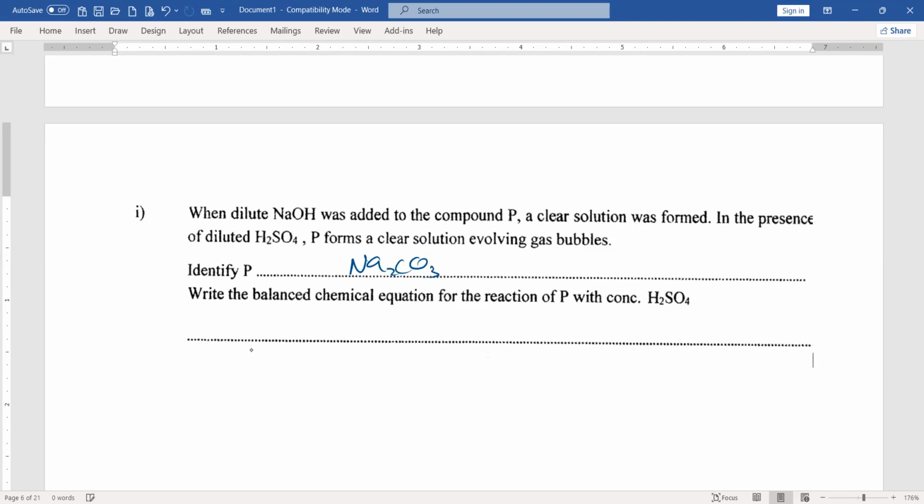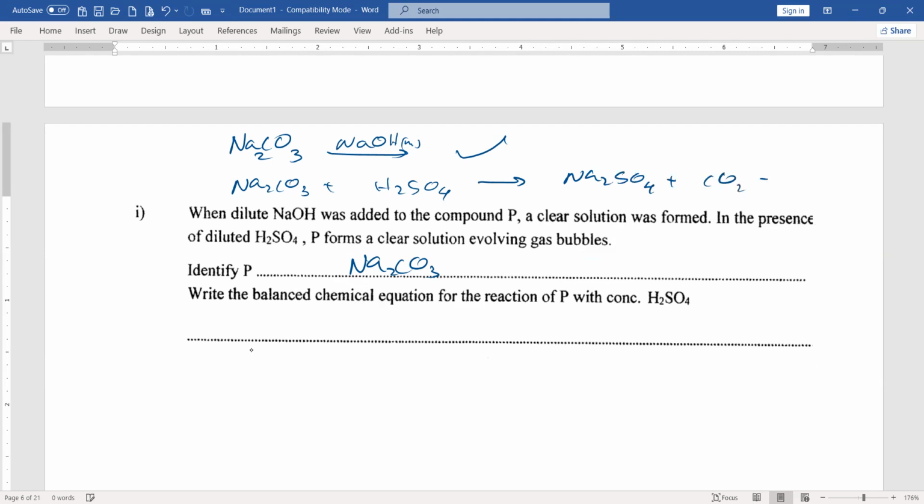Why? Sodium carbonate with sodium hydroxide aq, because of water presence, will dissolve, giving a clear solution. And sodium carbonate plus H2SO4 will give us sodium sulfate, Na2SO4, plus CO2 plus water. Right? So this is the gas evolved. Therefore, this P is sodium carbonate.